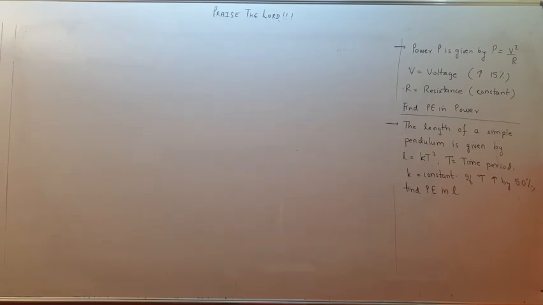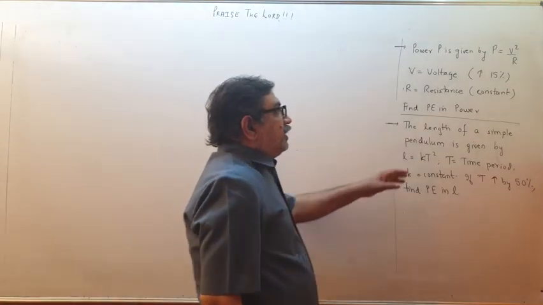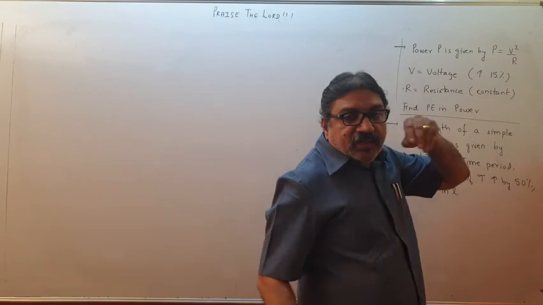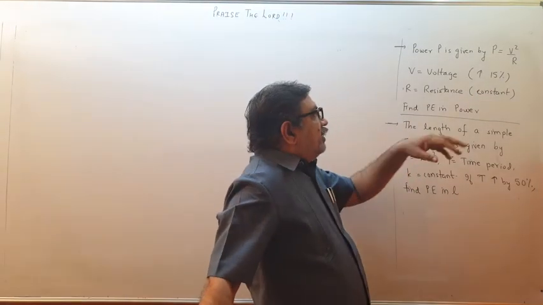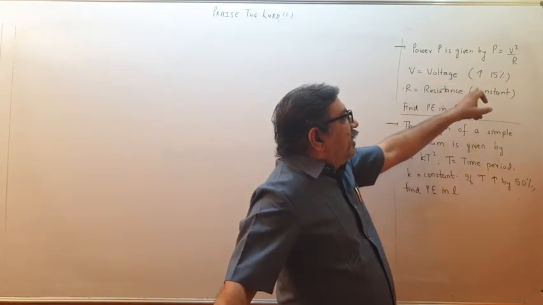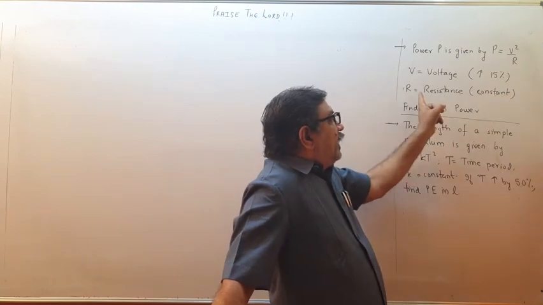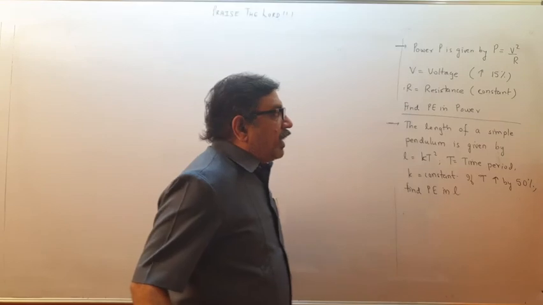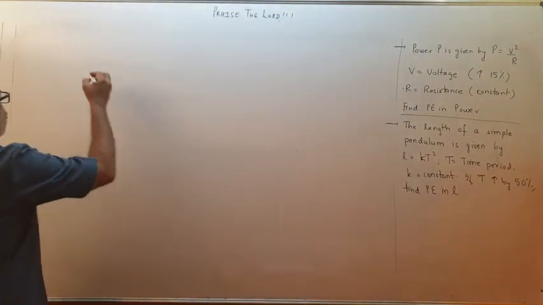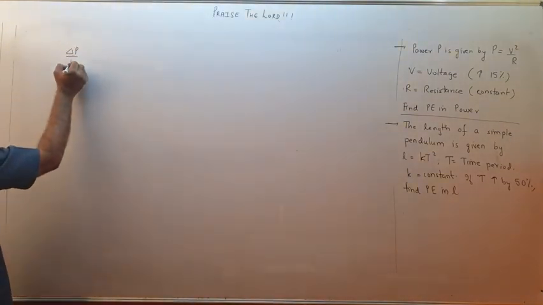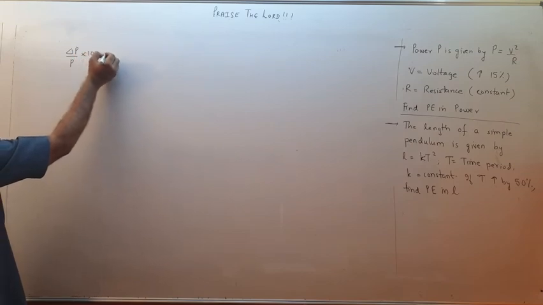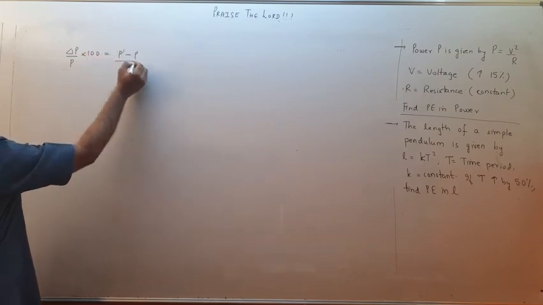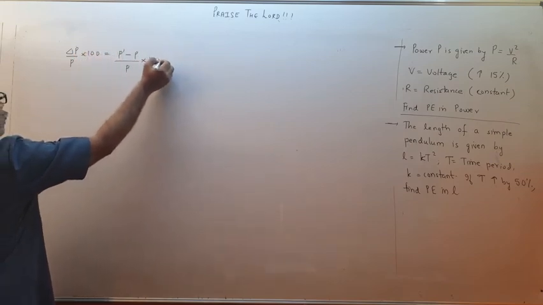Two more sums, children. Power P is given by P equal to V square upon R. This formula also you must have seen in class 10, where V is the voltage. It is given, it is rising by 15%, and R is the resistance which is kept constant. Find the percentage error in power. So we take delta P upon P into 100, we want that. That will be (P dash minus P) upon P into 100.